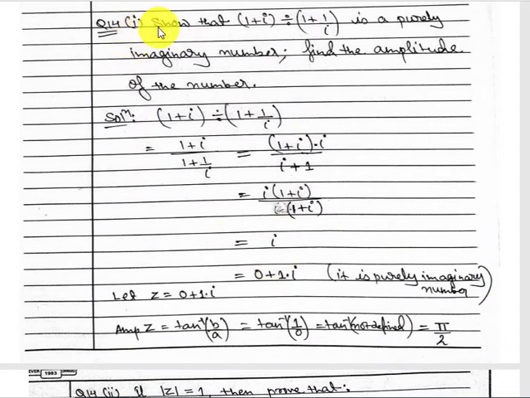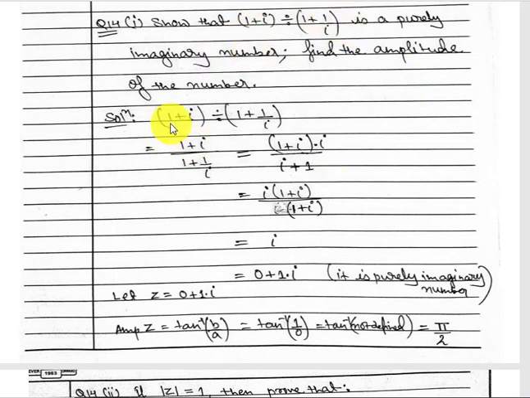Question 14.1. Show that 1 plus i divided by 1 plus 1 upon i is a purely imaginary number. When we have to show it's a purely imaginary number, that means when we convert this in terms of a plus ib, then a will be 0, that means the real part will be 0. Only then we'll say that the complex number is purely imaginary. And what else do we have to find? We have to find the amplitude of the number, so after calculation, whatever we get, we have to find the amplitude.